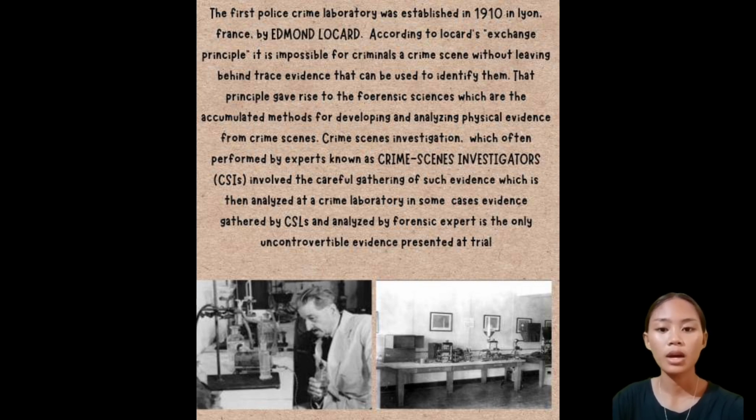That principle gave rise to the forensic sciences, which are the accumulated methods for developing and analyzing physical evidence from crime scenes. Crime scene investigation, which is often performed by experts known as crime scene investigators or CSI, involves the careful gathering of such evidence, which is then analyzed at a crime laboratory. In some cases, evidence gathered by CSI and analyzed by forensic experts is the only incontrovertible evidence presented at trial.